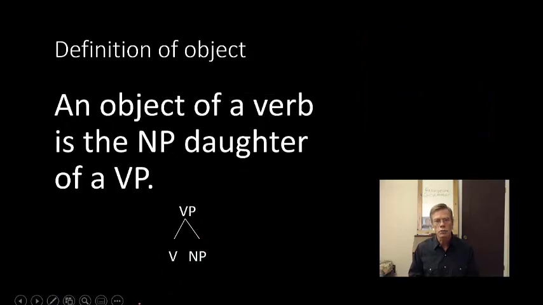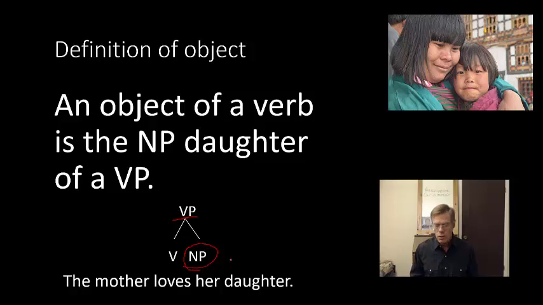We can also define object in the same way. So the grammar school definition is the one that has the action done to it. Again, a terrible definition. A much better definition is to think of it structurally. So again, we've got our mother, the verb phrase, and its daughter, noun phrase. So an object of a verb is the noun phrase daughter of a VP. The mother loves her daughter. This noun phrase here is the object of the verb phrase loves her daughter.